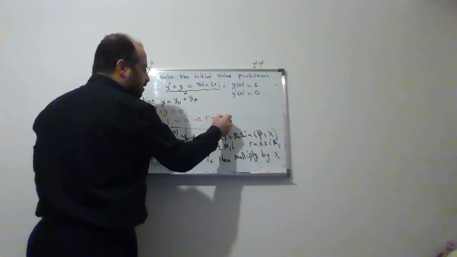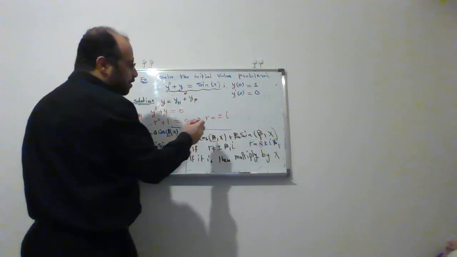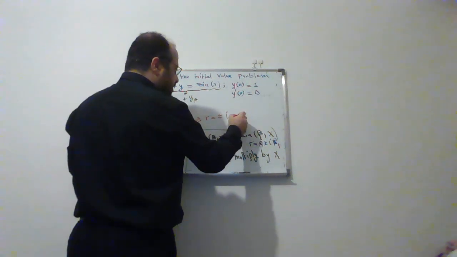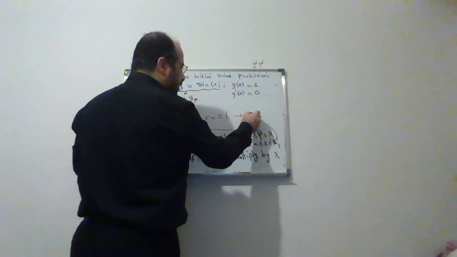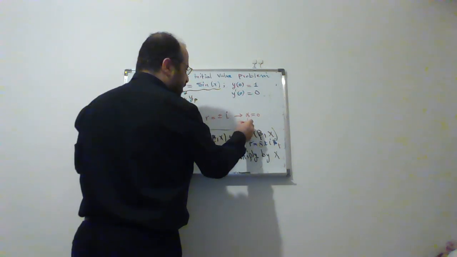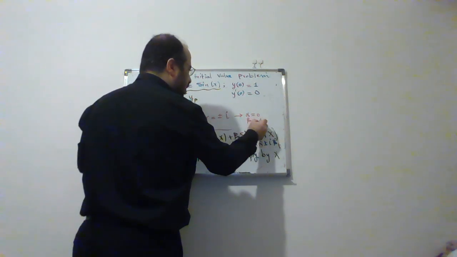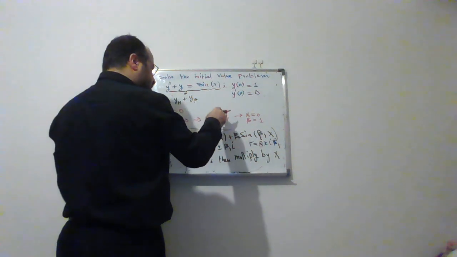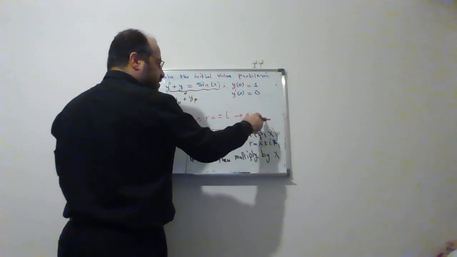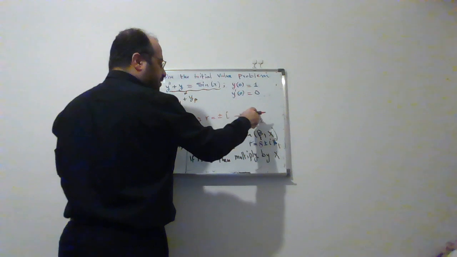plus minus i, right? Now if you go for alpha and beta from this, it is clear that your alpha will be 0 and your beta here will be 1, right? So here is the beta. The beta is the coefficient of i. This is the imaginary part and this is the real part.